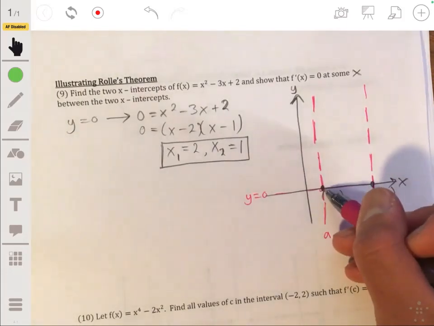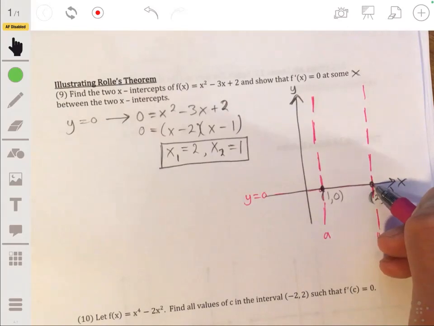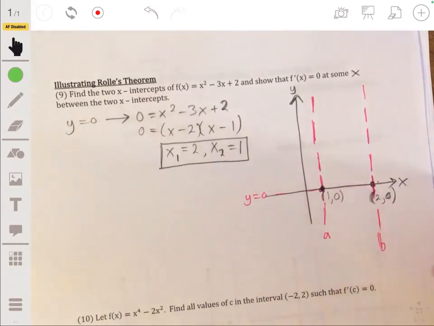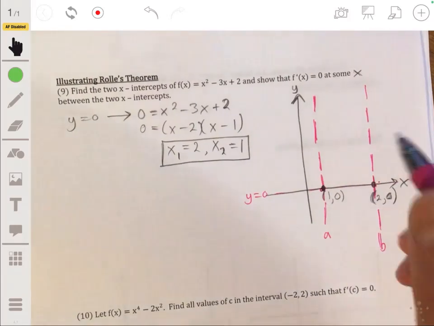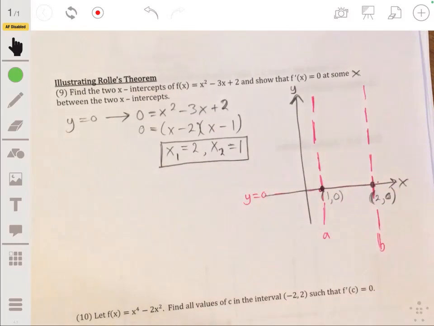Well, these two values have the same y value of 0. That's what Rolle's theorem is saying, that the endpoints have the same y values. So there has to be a point on the function with a horizontal tangent line between a and b.